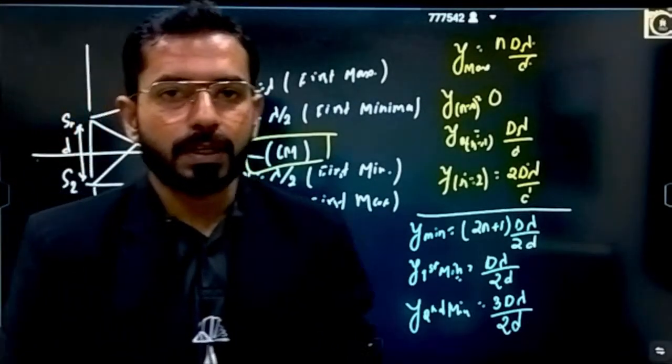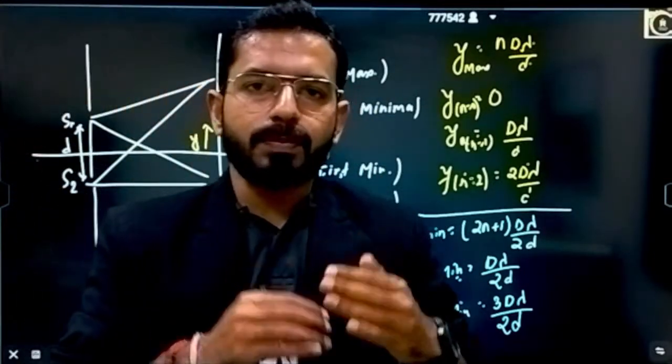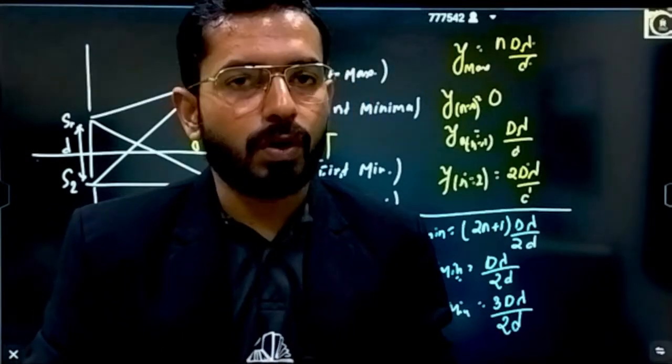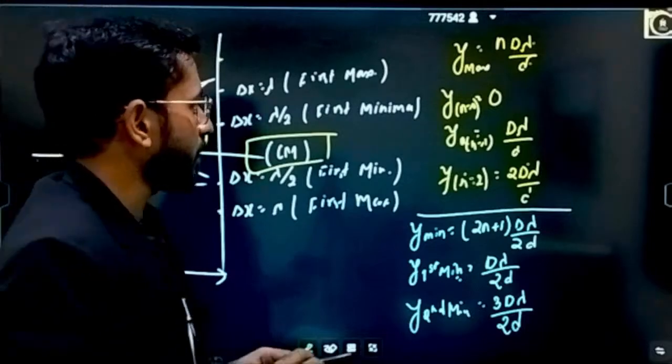Now there is a term, fringe width. These are the fringes, bright fringe, dark fringe. The distance between two consecutive maximas, or two consecutive minimas, is called fringe width. Simple definition, represented as beta. What is the representation? Beta.